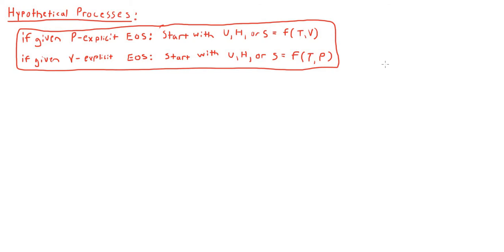Before I show the 6 different hypothetical process pathways, probably the most important thing that you can remember if you're given a problem with a hypothetical process is if the equation of state you're given is pressure explicit, you're going to start to derive how to solve for different properties by having that U, H, or S is equal to a function of temperature and volume, whereas if you're given a volume explicit equation of state, you're going to start with U, H, or S is equal to a function of temperature and pressure. I'll explain it a little bit more and derive the 6 different hypothetical process pathways, which will hopefully make more sense of what this means.